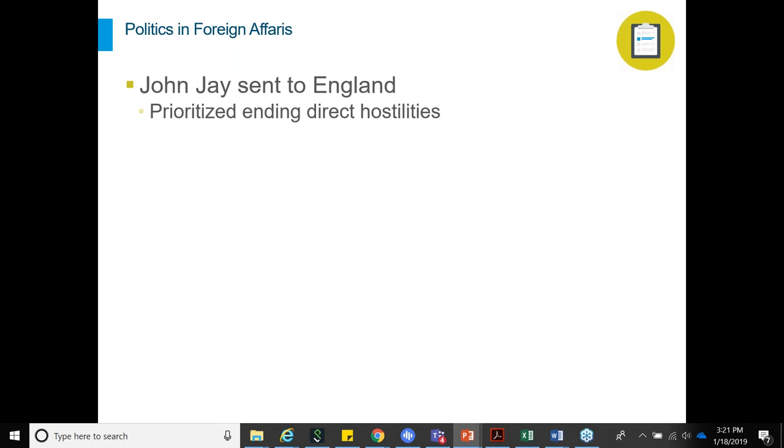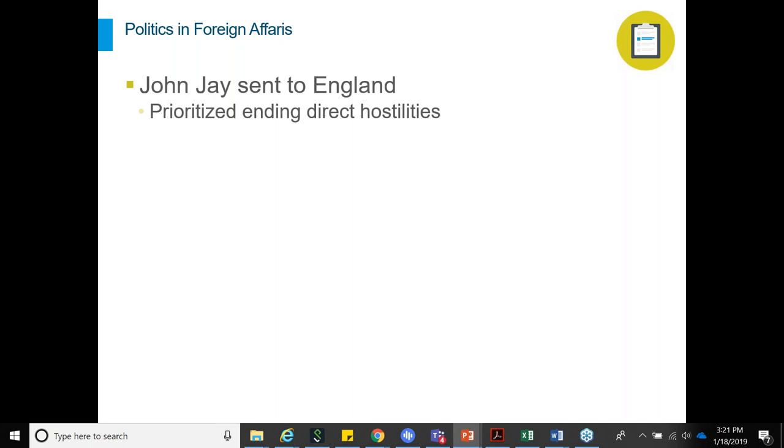Even though the French are doing their small skirmishes with the U.S. and going after it indirectly, because Great Britain is attacking with actual guns and cannons, Washington does have that priority.